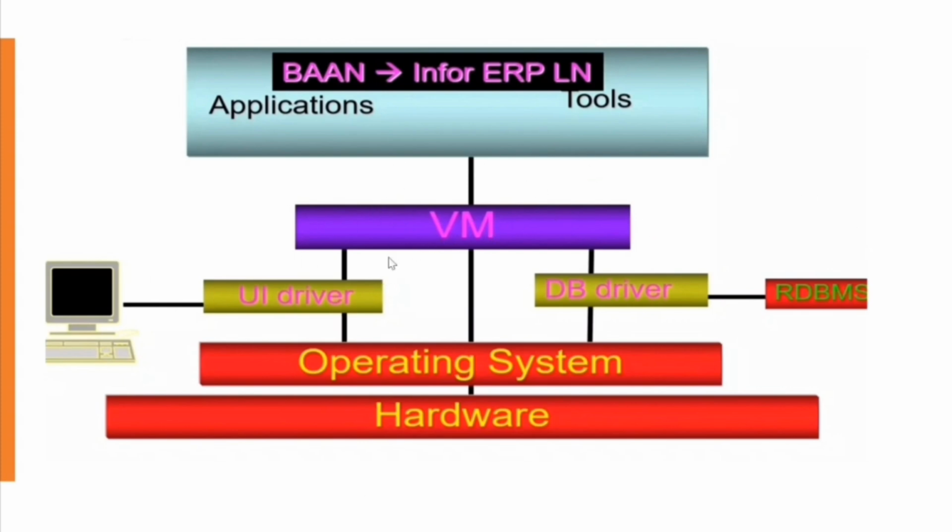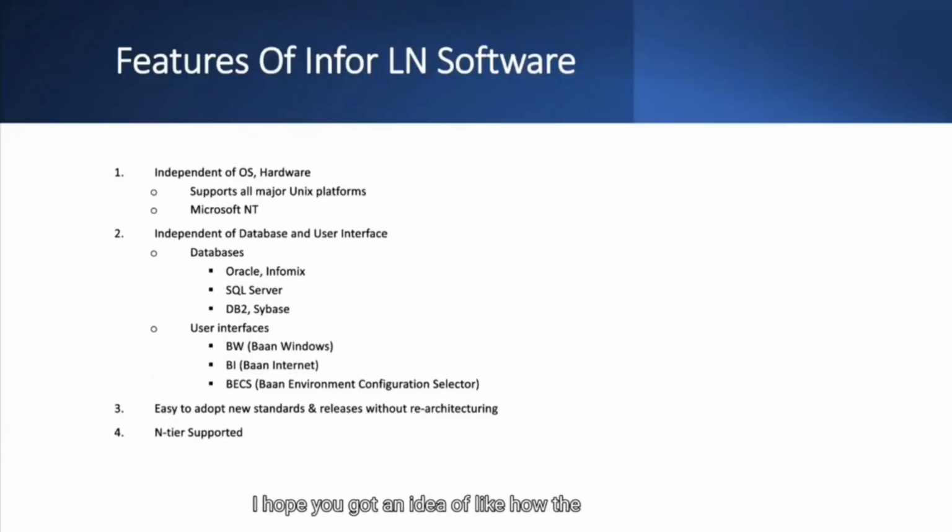Here, the operating system is installed on the hardware, this is the application, and this is the VM that is connected to the UI drivers. Through the UI drivers the presentation layer is connected, and through the DB drivers the database is connected, and we have the operating system. So this is the architecture of Infor LN. I hope you got an idea of how the architecture of Infor LN is.